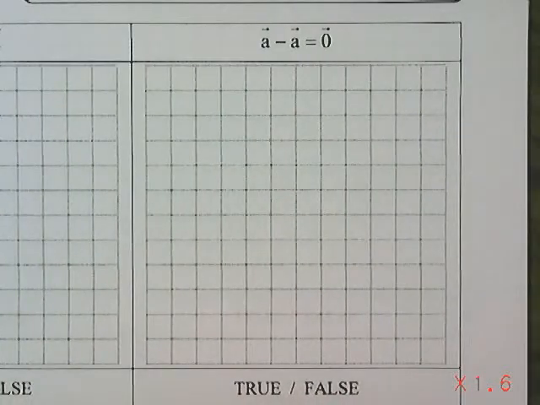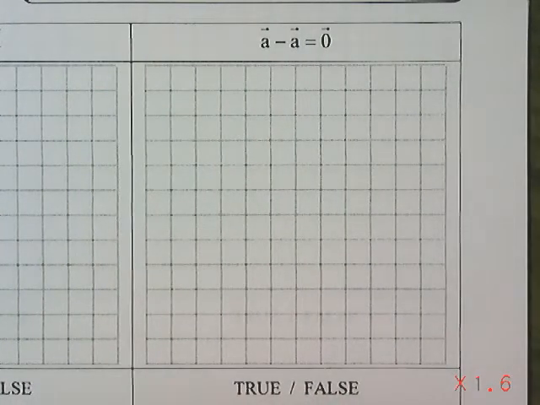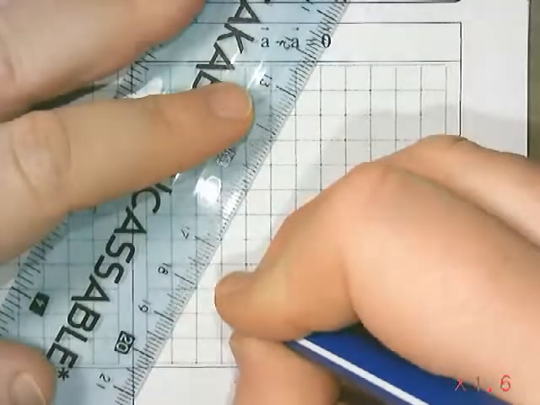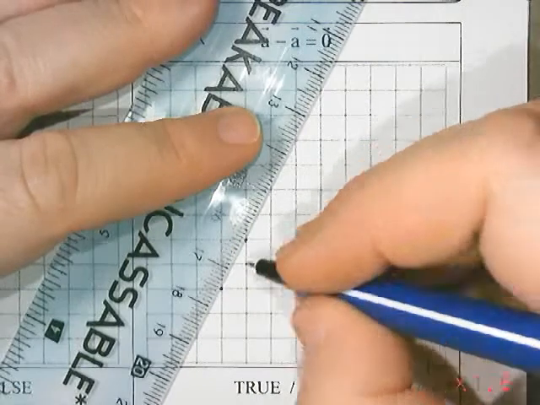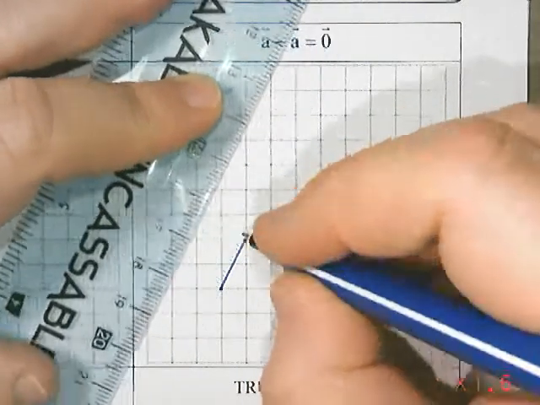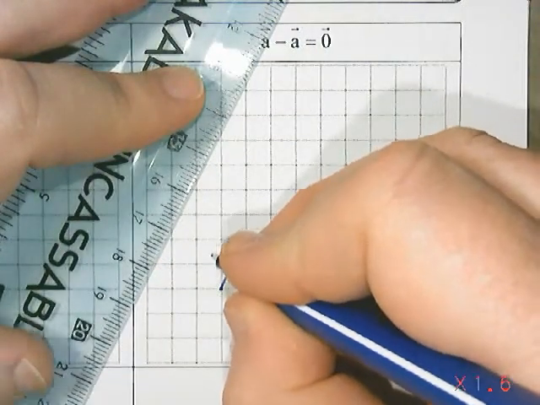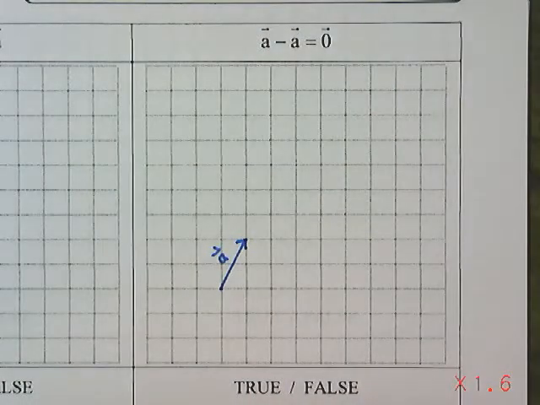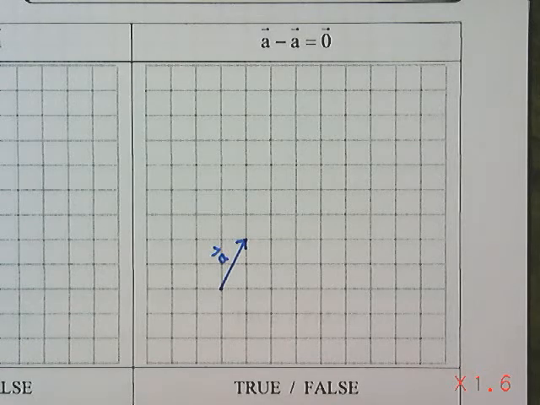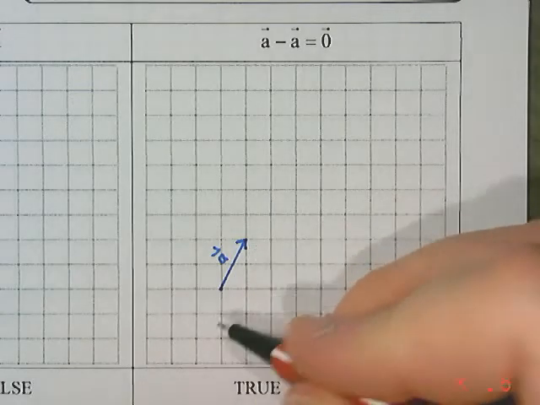I have A minus A equals 0. So vector A, take away vector A equals 0. So I'm going to start with vector A. So I'm going to draw maybe here, right? It goes 2 up and 1 over. There is vector A. And then we are subtracting vector A. Now we said yesterday that when you subtract a vector, it goes the opposite direction. So we need to have A go the opposite direction.